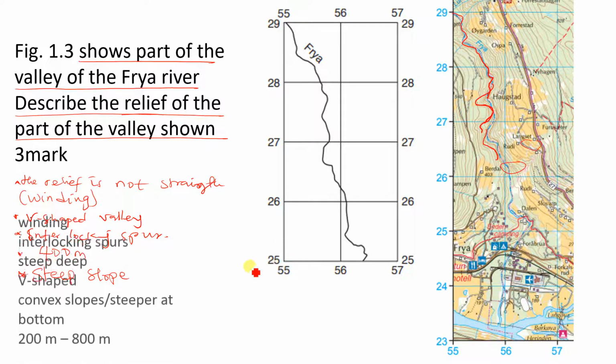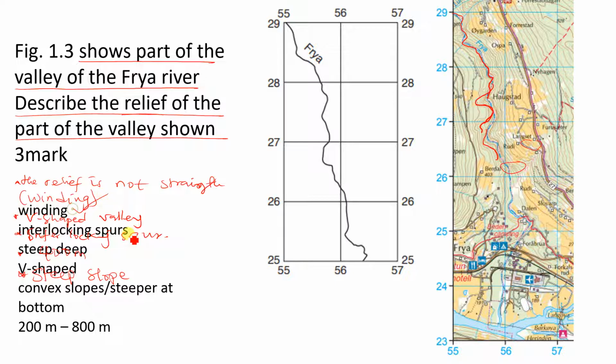So if you look at the mark scheme now, we mentioned windy, we mentioned interlocking spur, the part that is coming downwards. We mentioned steep, we mentioned V-shaped valley. We gave a range. You see, they say 200 to 800. So we gave 400 meters. So we gave a range. We've gotten the whole mark. That is it. That is the skill that is involved.